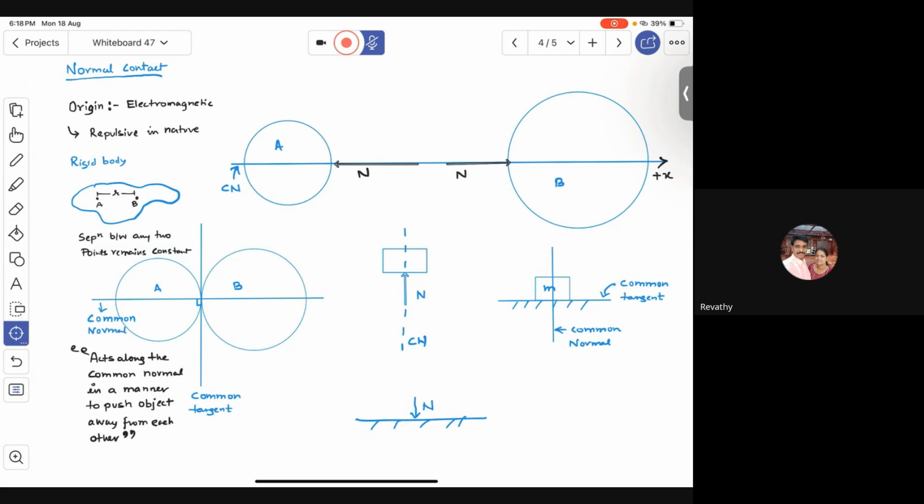So contact is not actually touching at the atomic level. There will be some gap, but with naked eyes it will feel like touching only. Fair. Okay, clear, no?